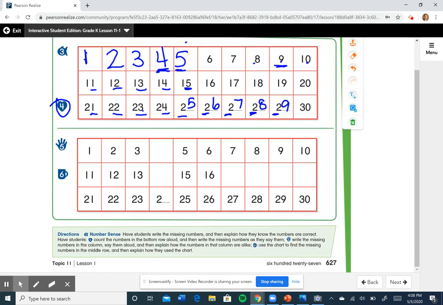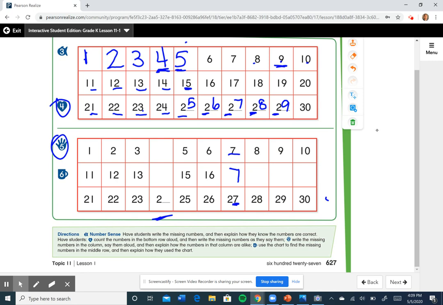Now, number 5 says, write the missing numbers in the column. Say them aloud and explain the numbers in the column that are alike. Okay. So we're going to skip this one for right now because that could be tricky for some of us. So let's go right here. Let's look at this pattern. We have a 7 up top and then a 27. What do they both have in common? That 7 that I underlined, right? Is this the final answer? Should we just write 7?